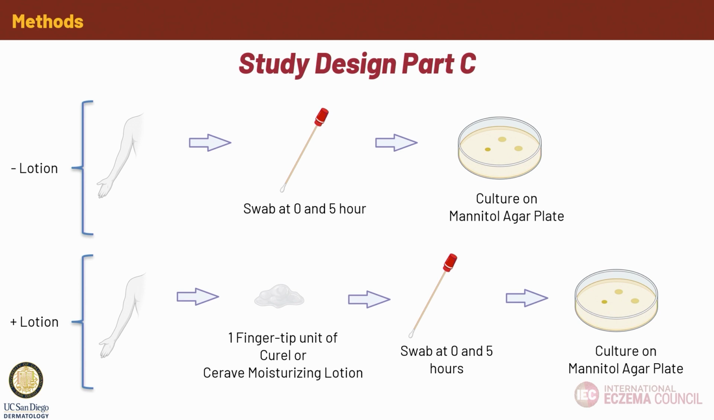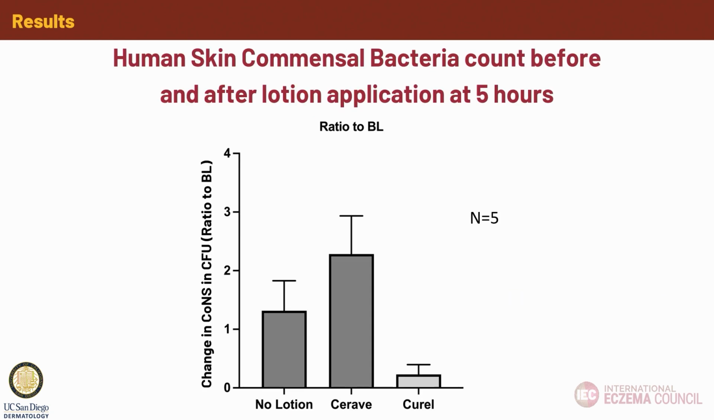The reason we chose Curel and CeraVe moisturizing lotion was that Curel in the in vitro experiment had very strong bactericidal activity, killing SHA9 at the 1-hour time point, and the CeraVe moisturizing lotion had a bacteriostatic effect in the in vitro experiment. And what we found is that, compared to no lotion, CeraVe had an increase in the bacterial commensal population, whereas Curel had a decrease in the bacterial population across 5 human subjects.